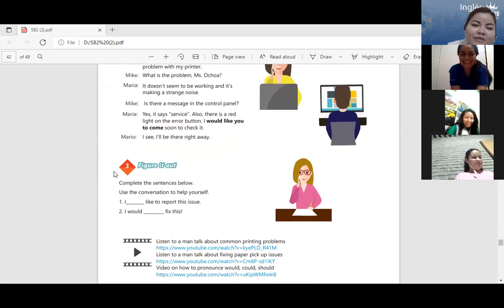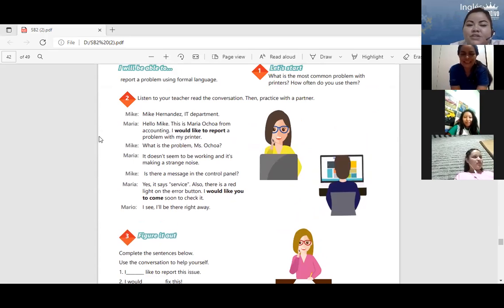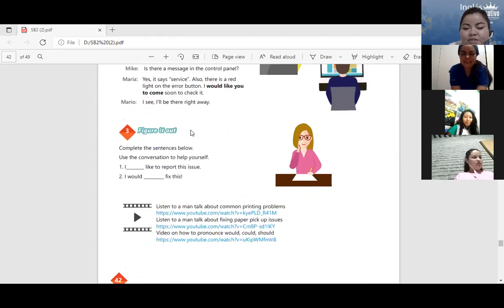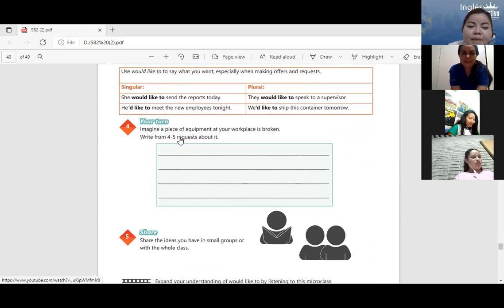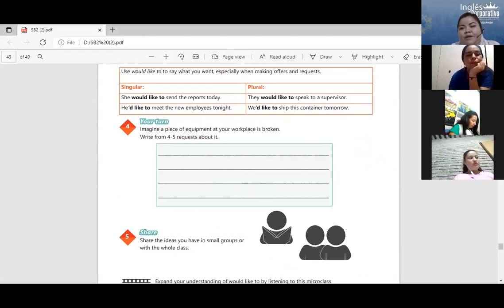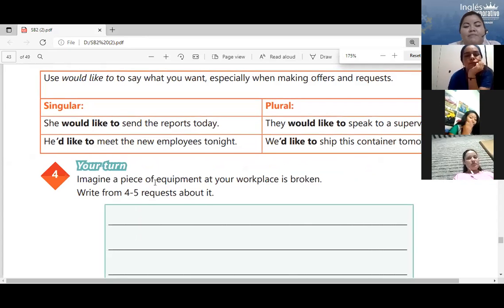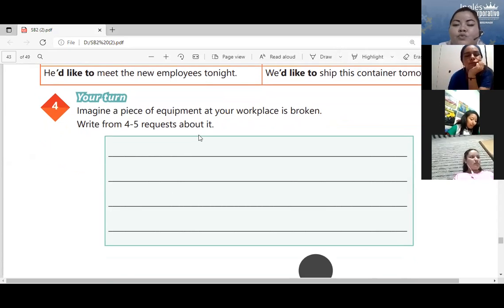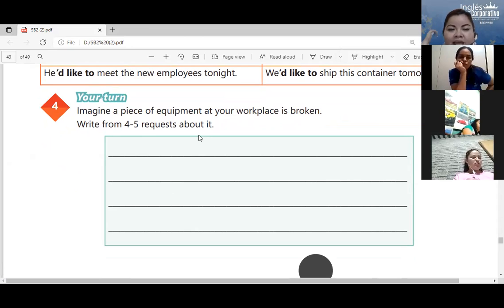Now, we're gonna do here, right? We have this conversation between Mike and Maria. That's on page 42, right? But here, this is what I want you to do. On page 43, página 43, right? Page 43, it says, imagine a piece of equipment at your workplace is broken. We're going to write from 4 to 5 requests about it, right? Van a pensar en todas las cosas que ya hablaron bastante de ustedes, sus compañeros, que se han arruinado en el trabajo, right? Aquí dice que pensemos en una, pero podemos pensar en todo lo que tenemos en el trabajo, right? And what would you like to do with that?